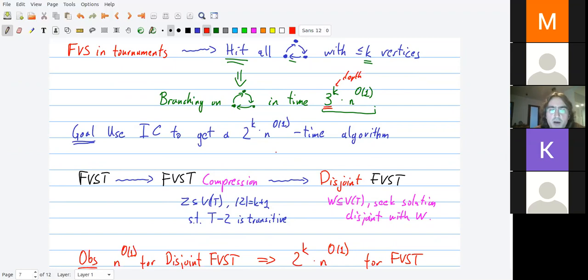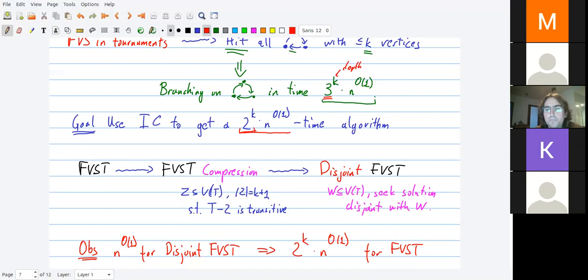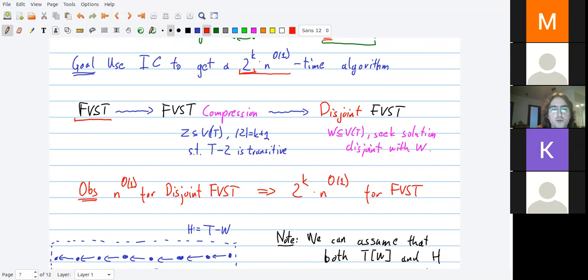So now our goal is to use iterative compression to improve it a bit. Namely, instead of 3-power k, I would like to have 2-power k. So let's recall what we are trying to do. We are trying to solve directed feedback vertex set in tournaments, which by iterative compression boils down to solving the compression variant. That is a problem where I additionally have a set Z, which is a solution: T minus Z is a transitive tournament, and my set Z is one too large. Because I will iteratively add vertices to my tournament, starting with an empty tournament. Whenever I add a vertex, it comes with all its edges, and I will try to compress the previous solution to a new solution.